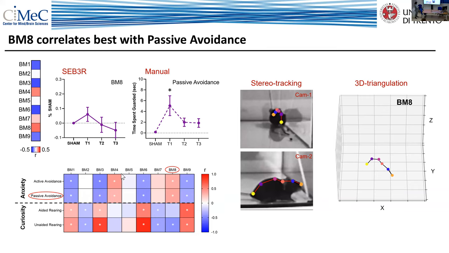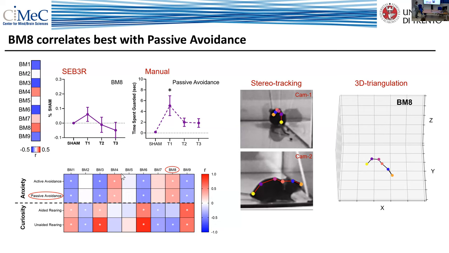We were pretty excited about this and we decided to publish and release it for reproducibility. And here's just an example of one specific behavioral module, number eight, which we found mostly associated with passive avoidance behavior. You can see that if we snip a single frame that the pipeline has identified, it does correspond exactly to a freezing behavior. And the temporal trend across the trials matches between manual and automated segmentation.